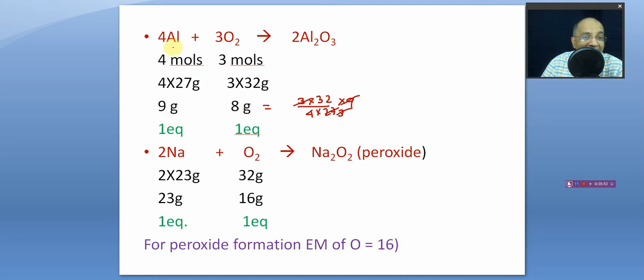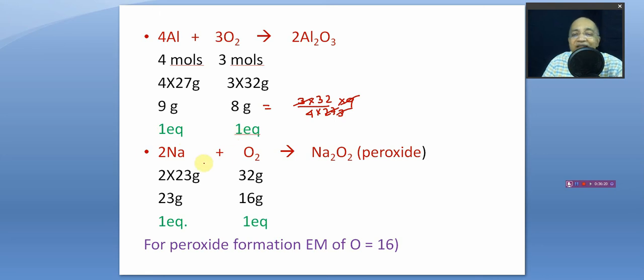So 9 gram is 1 gram equivalent or 1 equivalent of aluminium, and 8 is the equivalent mass or 1 equivalent of oxygen. So the slogan: all chemical reactions take place in equivalence. Now see, in terms of mole it is 4:3, but in terms of equivalent it is 1:1. X is to X, Y is to Y.